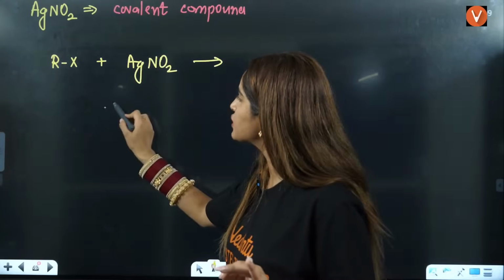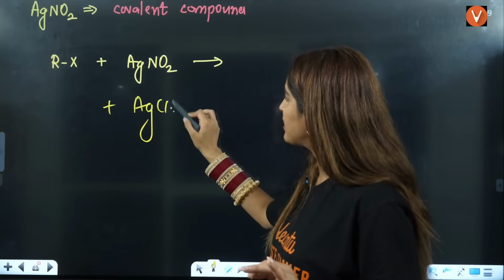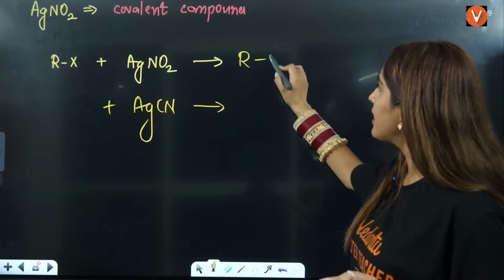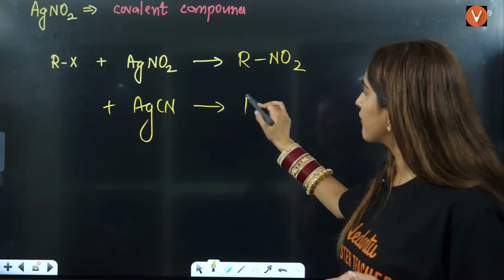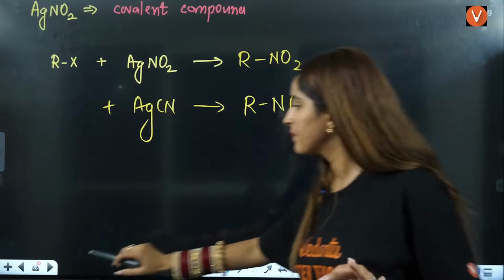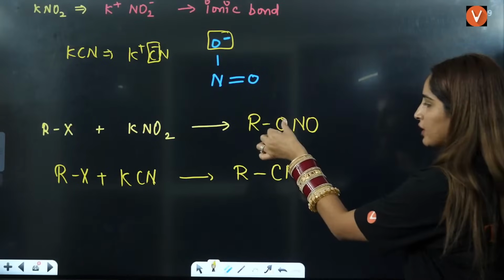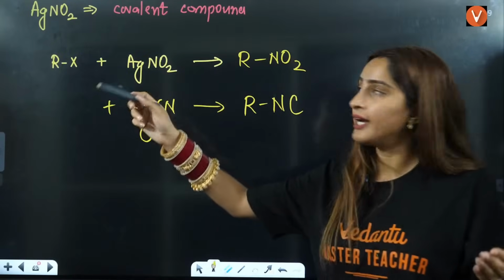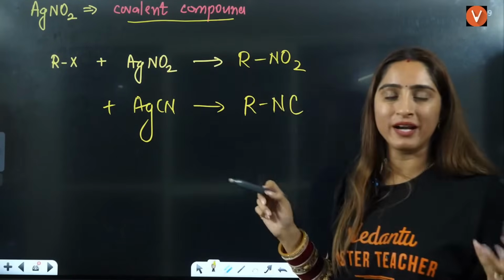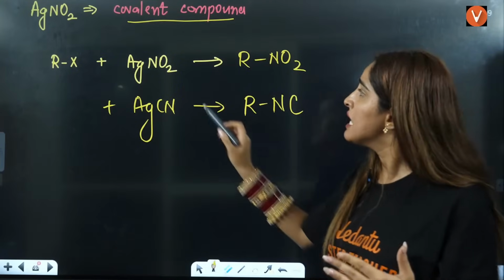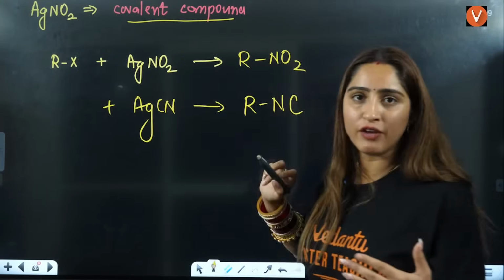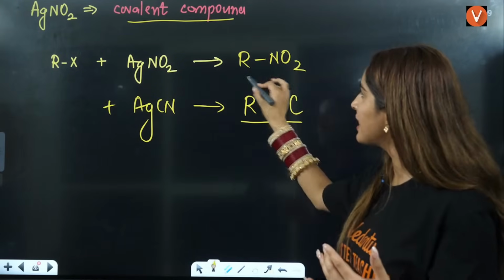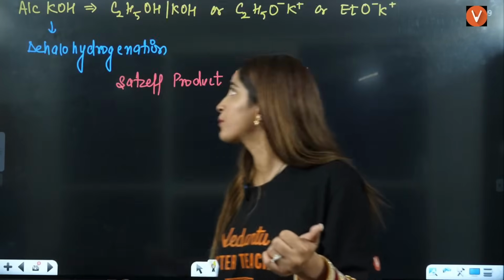But if you prepare this with AgNO2 or AgCN, here you will have the preparation of RNO2 and here you will have the preparation of RNC. Because with Ag, it is preparing a covalent compound. It is basically a covalent bond. That is why here oxygen is not free for the bond. Here carbon is not free for the bond. That is why you have RNC and RNO2 as the product.